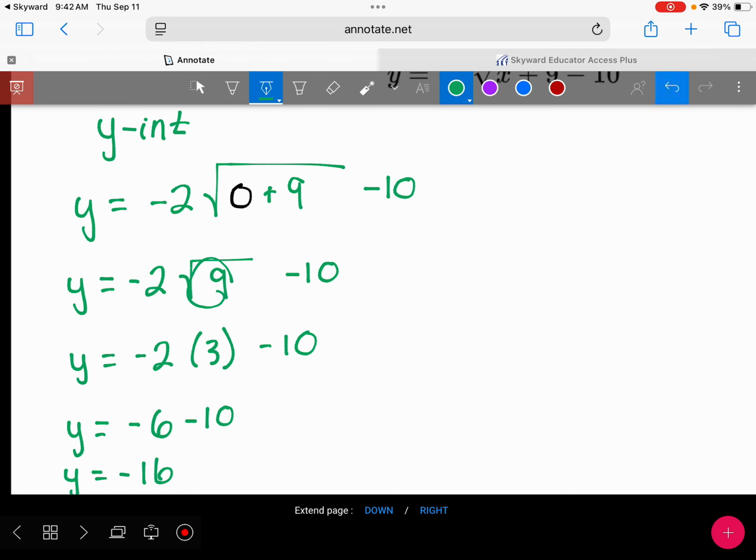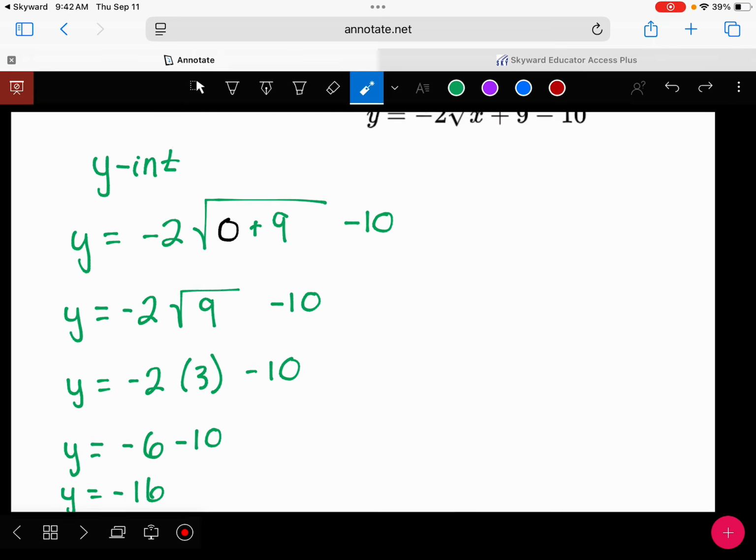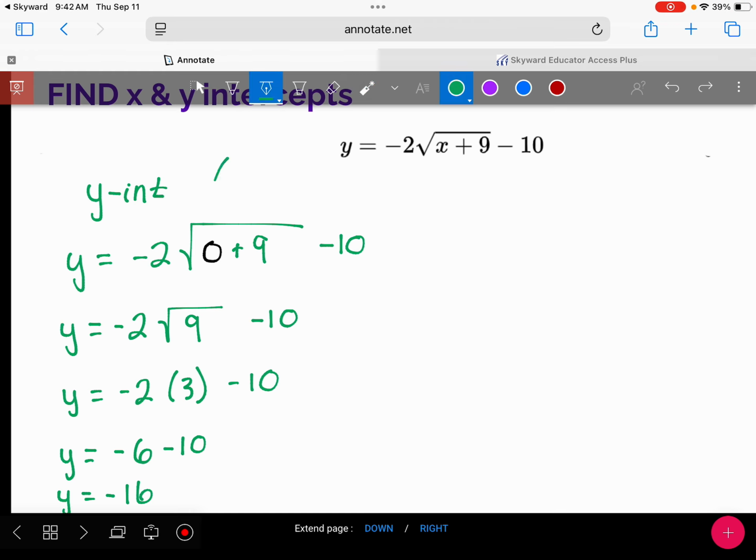Since we are looking at functions here and we've got a y equals, we can just take the positive root. It's when we square root both sides of an equation that we would put our plus or minus in. If we're just looking at a number like this, we just look at the positive one. So our y-intercept here is going to be (0, -16).